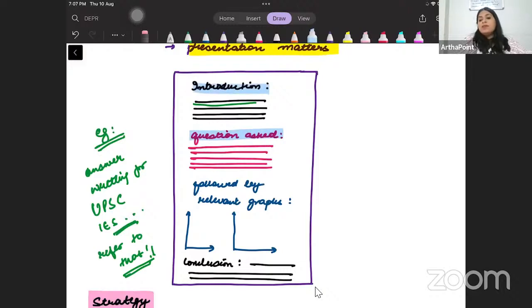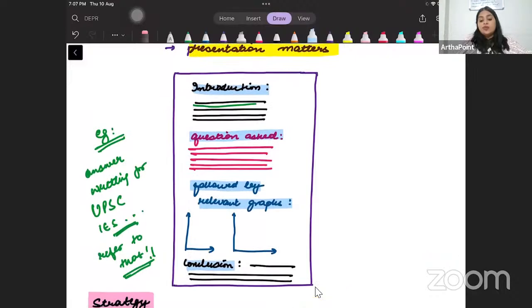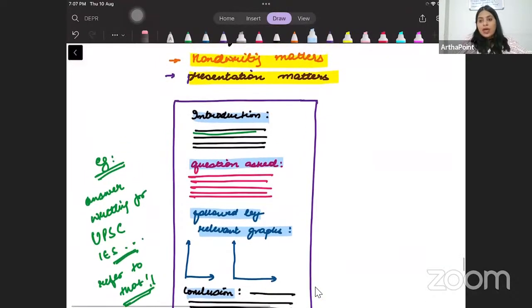Then you should be giving the mathematical equation of the augmented Phillips curve. Then you should be giving the graph of the augmented Phillips curve. And finally, you should be giving a conclusion. So the answer that you write matters a lot, and you should know the exact way of presenting your answer. Clear, beta?